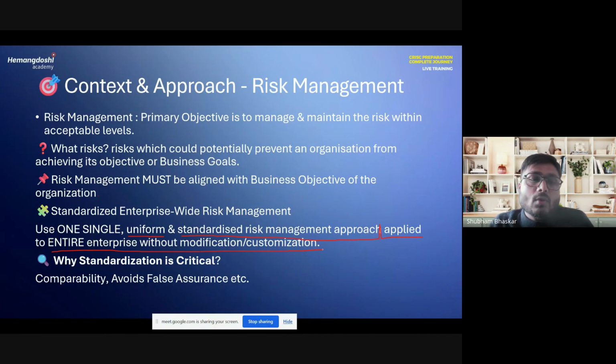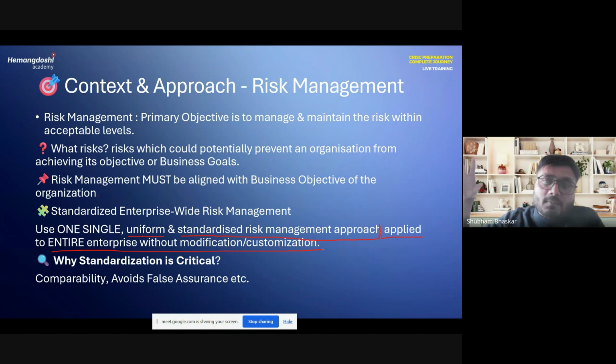Okay, so why do we do that? People might ask, hey, why don't you have a different set of risk management for one department, and a different set of risk management for another department? Well, the simple question I would ask you in that case is, how are you going to compare the risk between one department and the other?